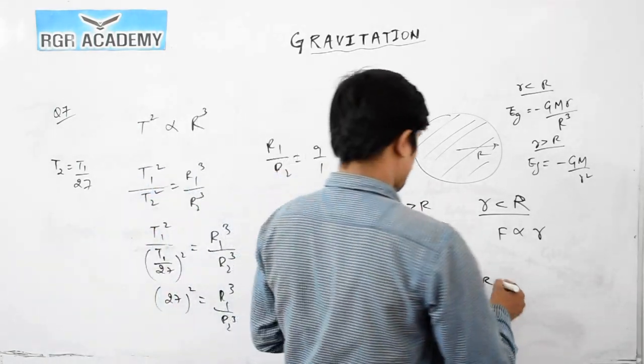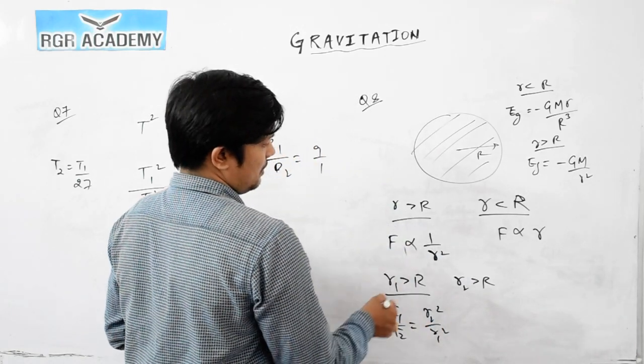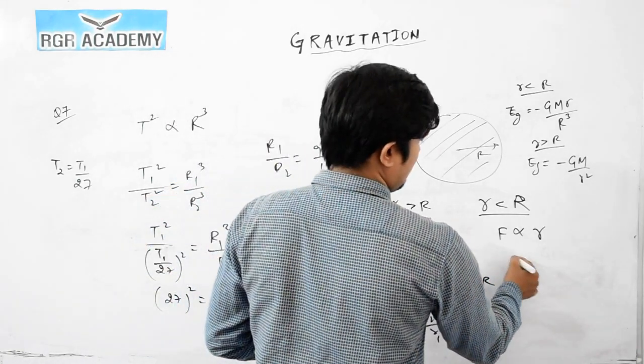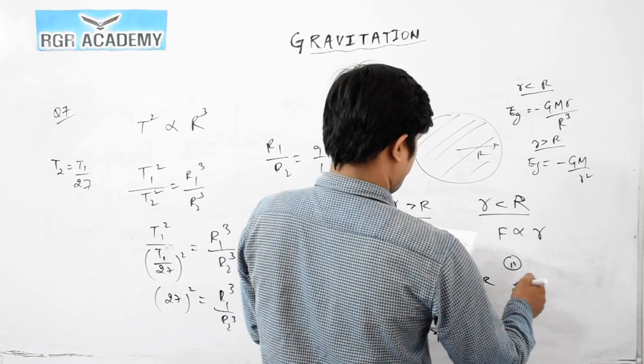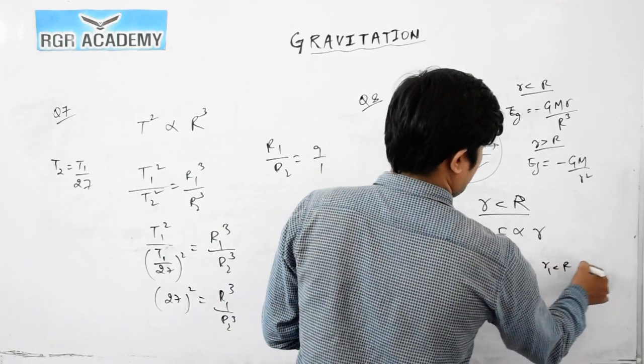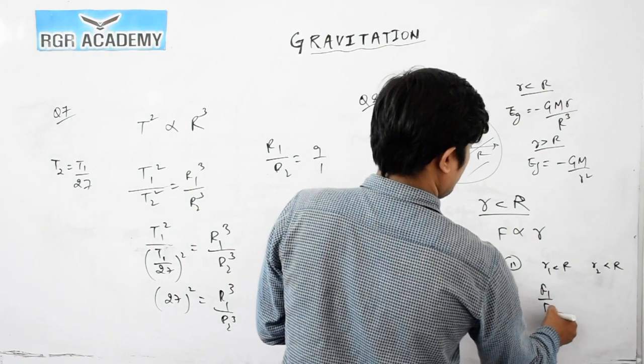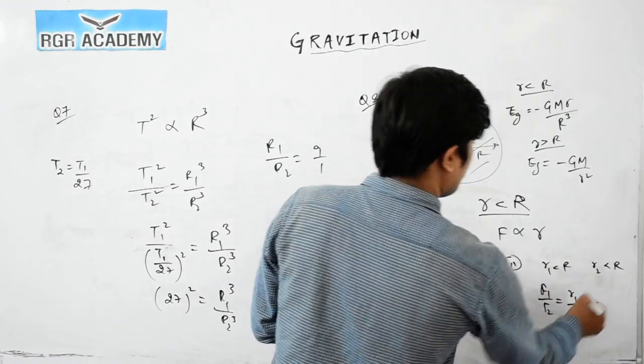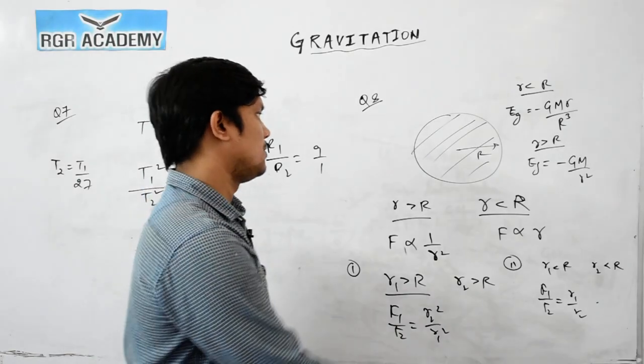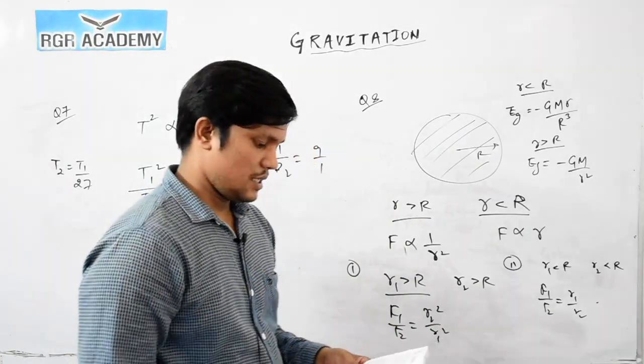Now second option, if you check, we can say that if r1 is less than r and r2 is also less than r, then we can say that f1 by f2 will be equal to r1 by r2, because force is proportional to r. Okay. So second one is correct.